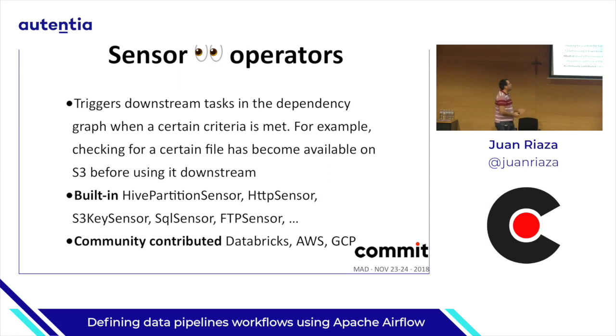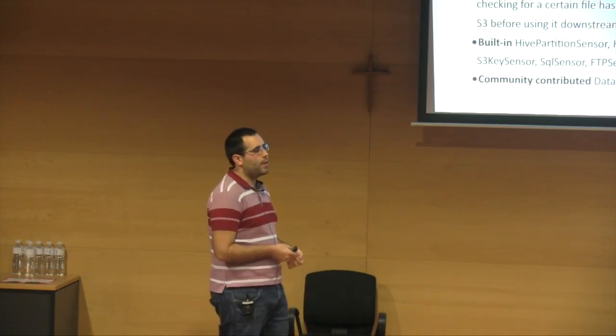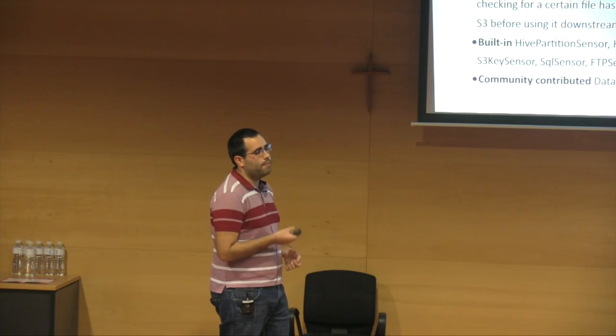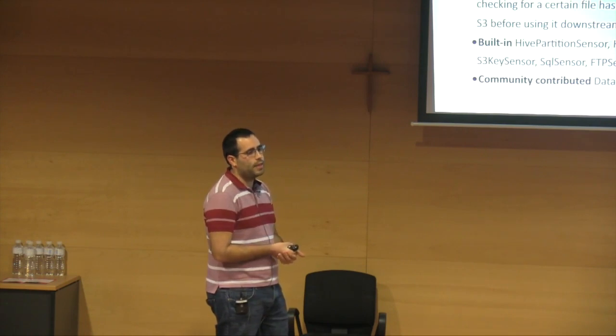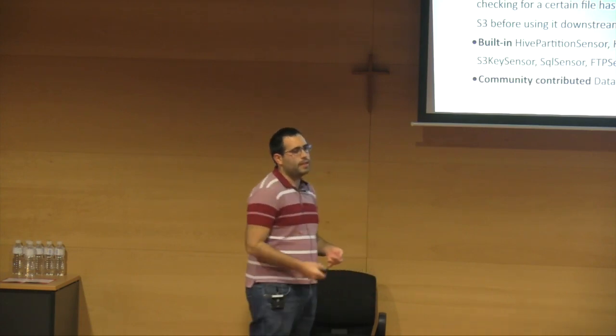Sensor operators, those trigger downstream tasks in the dependency graph when a certain criteria is met. For example, checking that a certain file has become available on S3 before using it downstream. So we could have a DAG that runs on a daily basis, and we just need an external file to be available in an S3 bucket. So this operator will just check periodically the S3 bucket to see if the necessary file is already available. And then it will just continue with the dependency graph until it gets done.